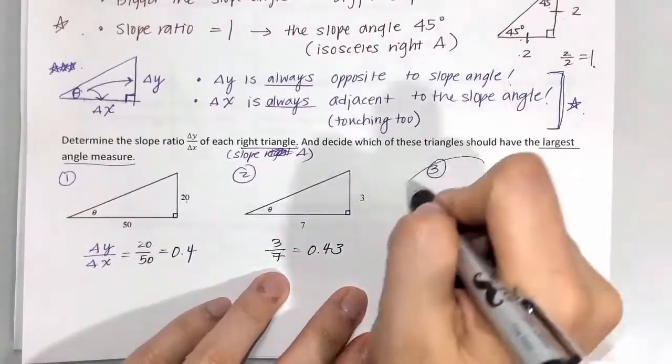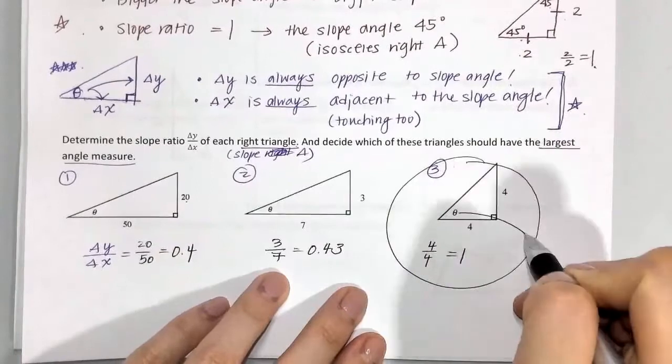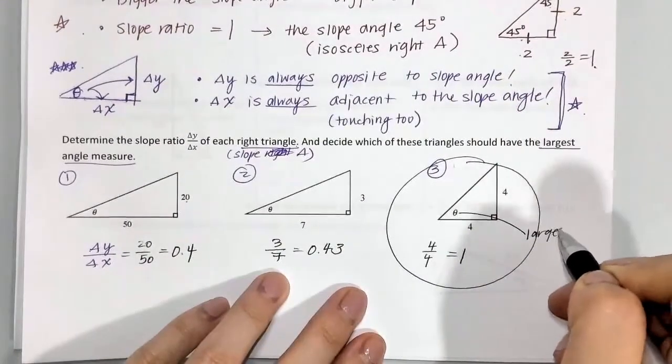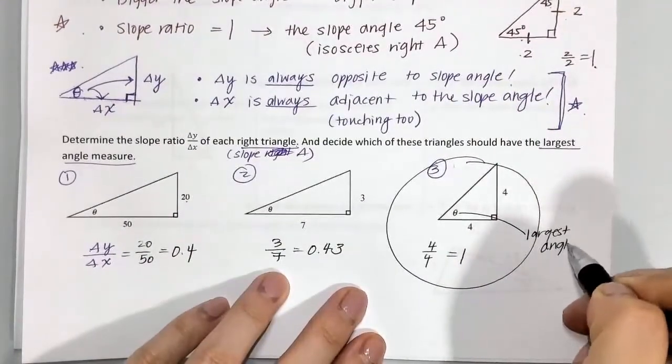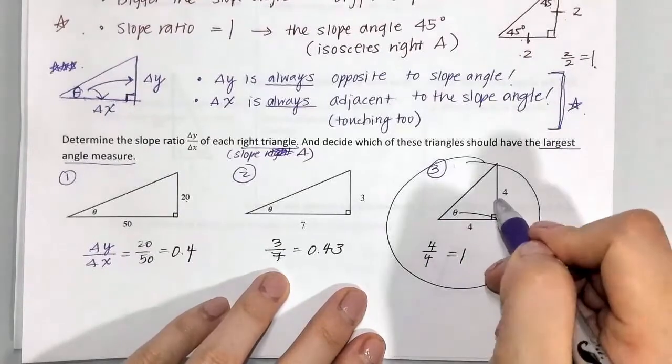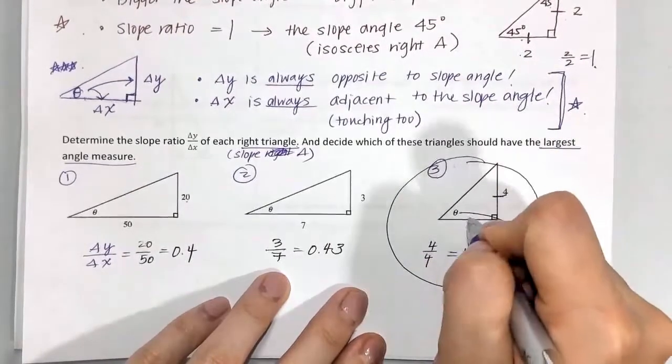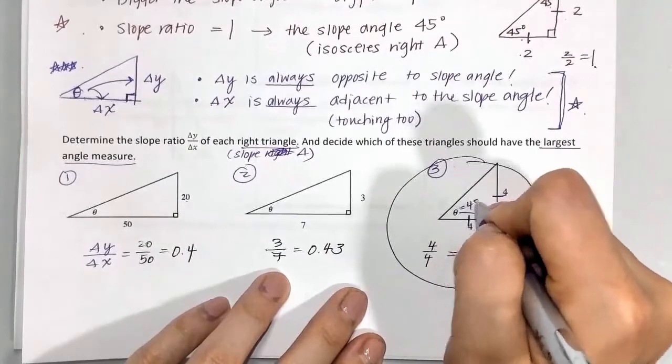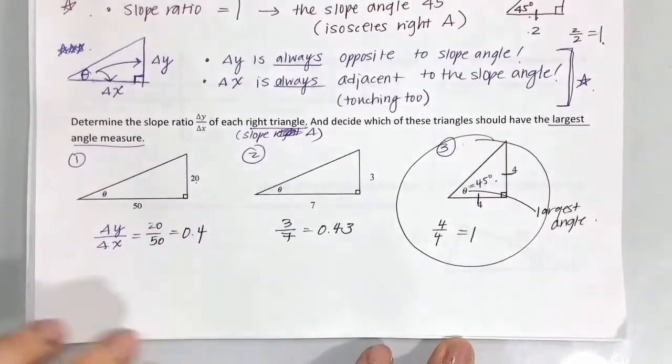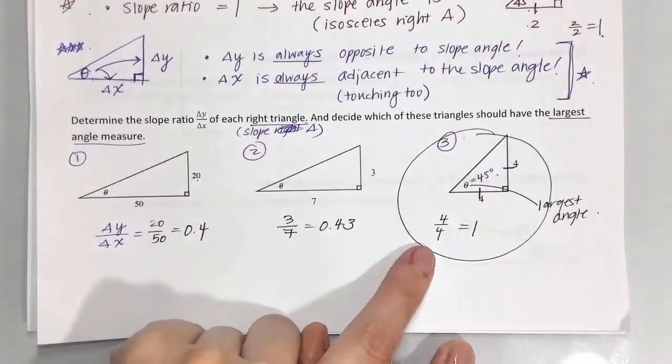So then here's a winner. This is the triangle with the largest slope angle. And again, we know that this is also an isosceles right triangle, so this is going to be 45 degrees. The bigger the slope ratio, the larger the angle.